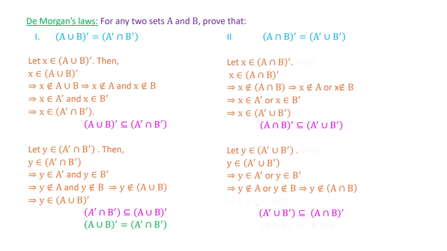So if Y does not belong to A intersection B, it means Y is the element of the universal set, but it is not an element of A intersection B. It means Y belongs to the complement of A intersection B. So we have proved this second result, that A complement union B complement is a subset of the complement of A intersection B. Now combining both these results, we obtain the equality over there. So this is the proof for De Morgan's law.